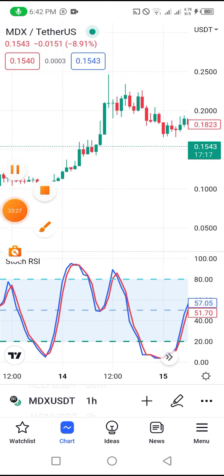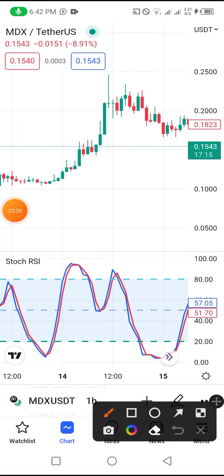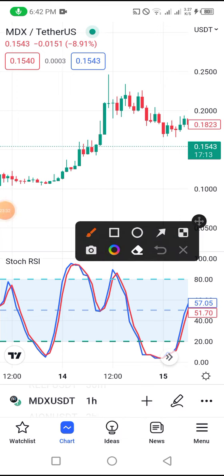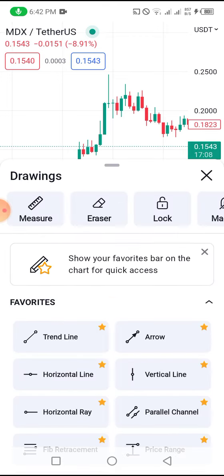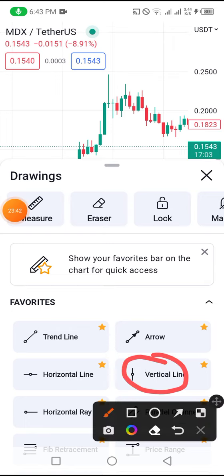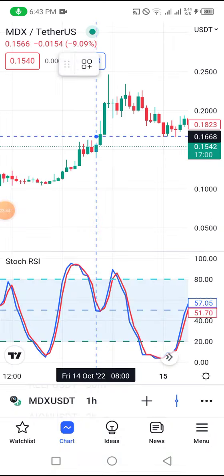To draw a vertical line, or to get a drawing tool which includes the vertical line, you come on the pencil. When you tap there, I have a number of them already on my favorite. So this is my vertical line. I'll tap on the vertical line there, then I'll drag my cursor to this very point of a crossover and release it there. After releasing it, I have already drawn my vertical line from the point of a crossover.